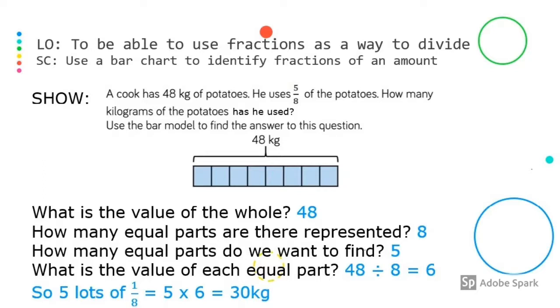The final thing that we need to do is work out the value of each equal part. Now, you'll notice that our bar chart has been split into 8 parts. Therefore, we are going to do 48 divided by 8. Do you remember I said we always use the denominator as the divisor when we're finding fractions of amounts? Therefore, 48 divided by 8 equals 6. We now know that 1/8 equals 6 kilograms. But we're trying to find 5/8. So we're going to multiply 6 by 5. This equals 30. Our cook has used 30 kilograms of potatoes in total.